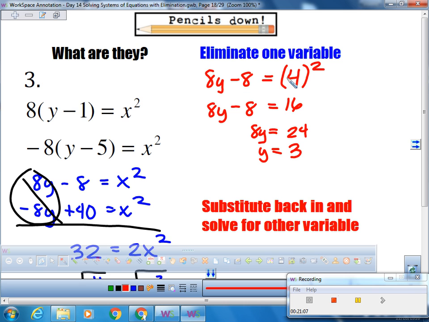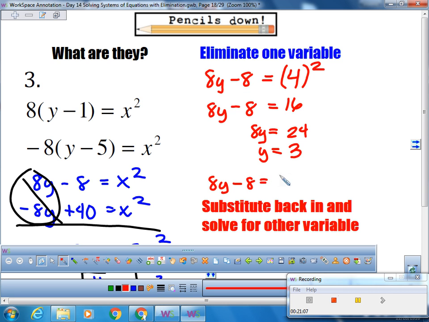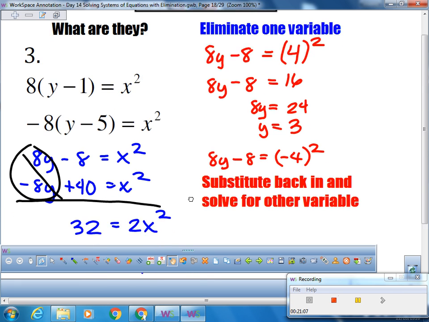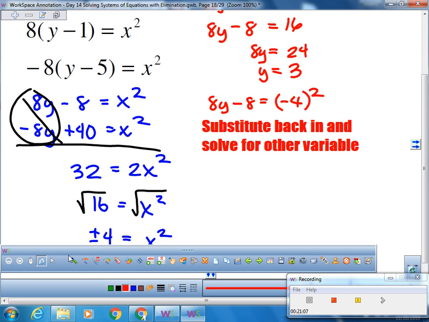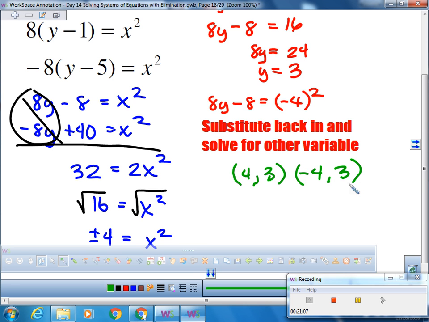Does that make sense? If I put negative 4 in here, 8y minus 8 equals negative 4 squared. It's still going to be 16, so I'm still going to get y equals 3. So my solutions are positive 4, 3, and negative 4, 3. So that's the second one done.